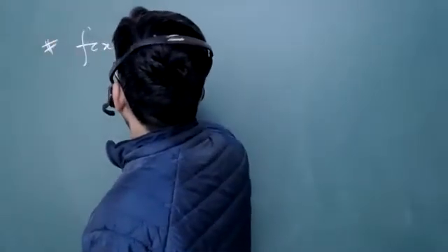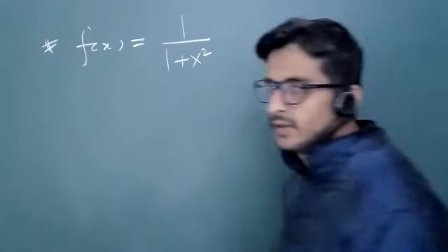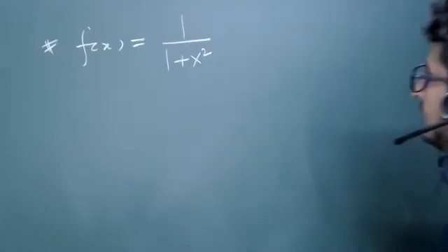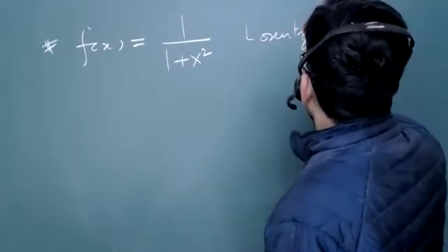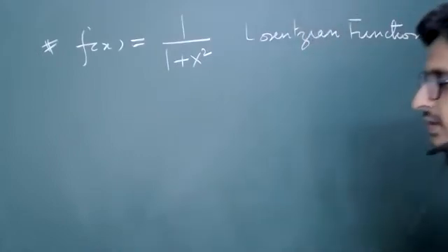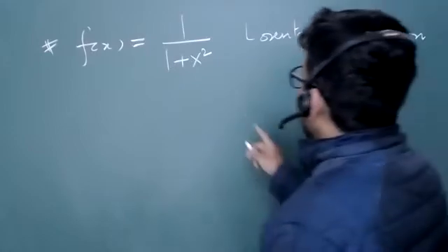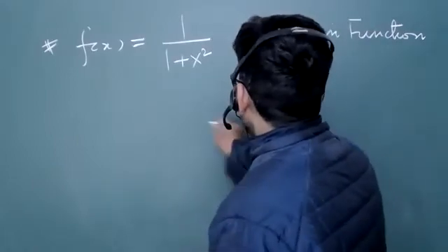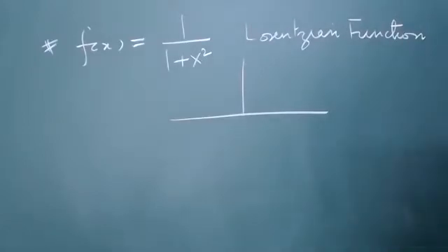Sometimes you will get a graph which is like this. f(x) is equal to, suppose I take, 1 upon 1 plus x square. And this is known as the Lorentzian function. This is known as the Lorentzian function, right? So if we plot such a function, this is very, very interesting. It appears at many, many places. This function is very, very important.